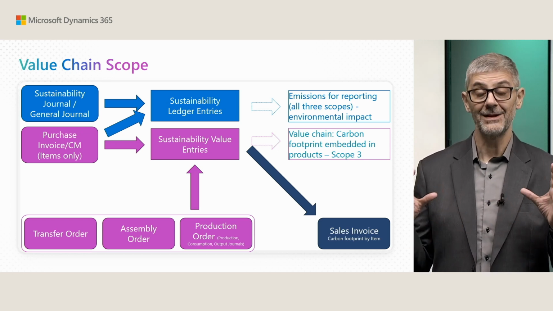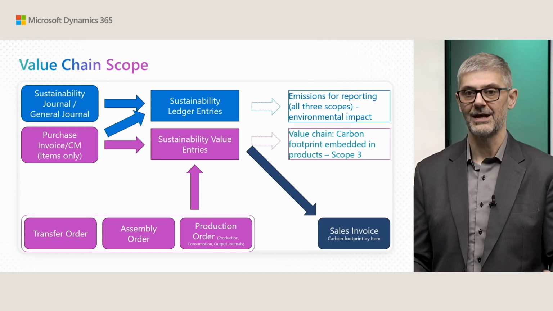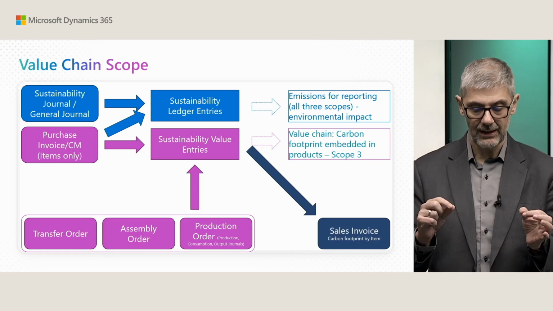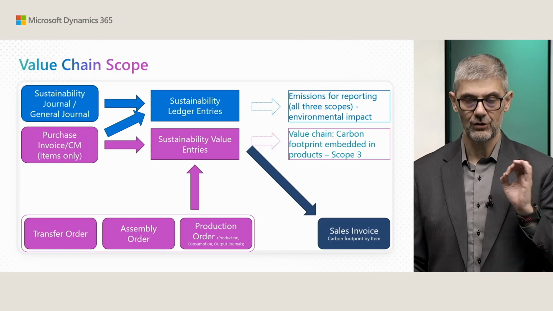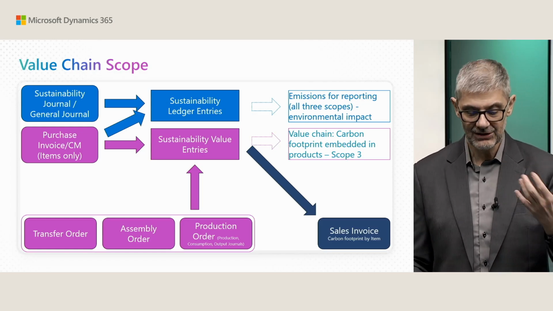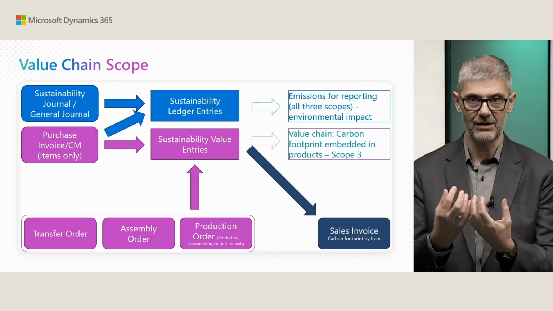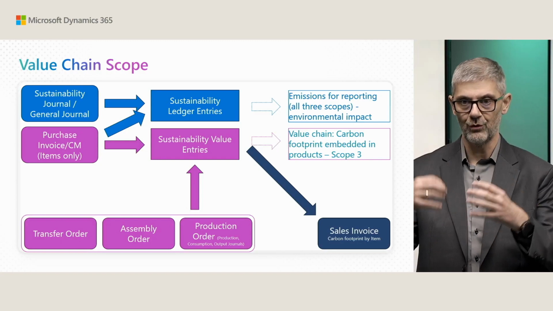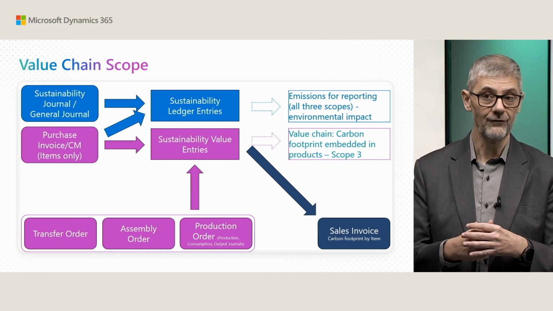So the complete value chain functionality is at this moment in public preview. So we need to extend a few more things next wave. But you can track your emissions related to one specific item with your purchase document. Then you can have additional impact on these sustainability values from transfer order, assembly order, production order. So you can calculate new values for your new finished goods, for example.